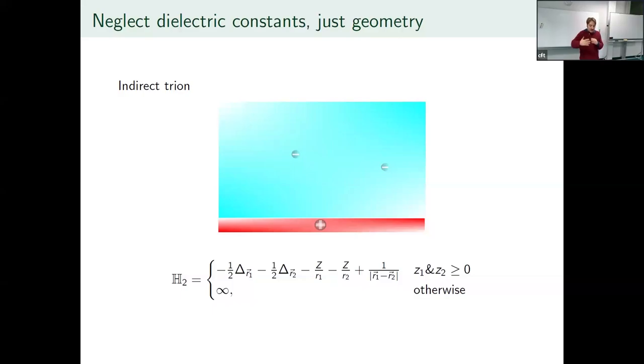Of course, because we have two different layers, we have image charges appearing, etc. We neglect that for the moment. I'm not saying it can be neglected. We're just saying we are interested in what geometry does to the system.